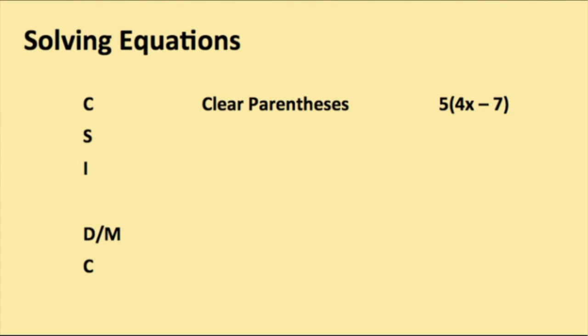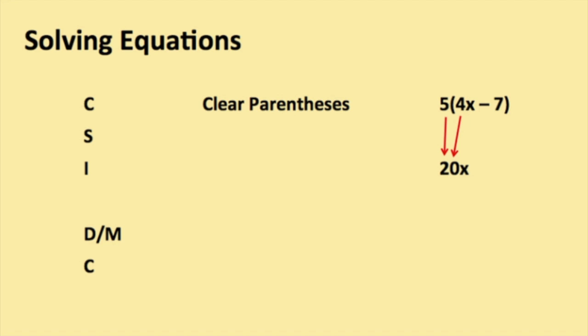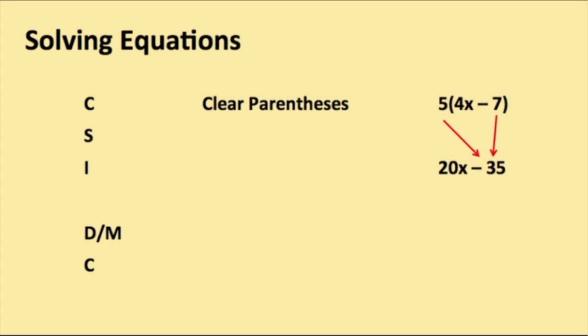Clearing the parentheses is done by multiplying. So 5 is multiplied times the quantity 4x minus 7. 5 times 4x is 20x. 5 times negative 7 is minus 35.